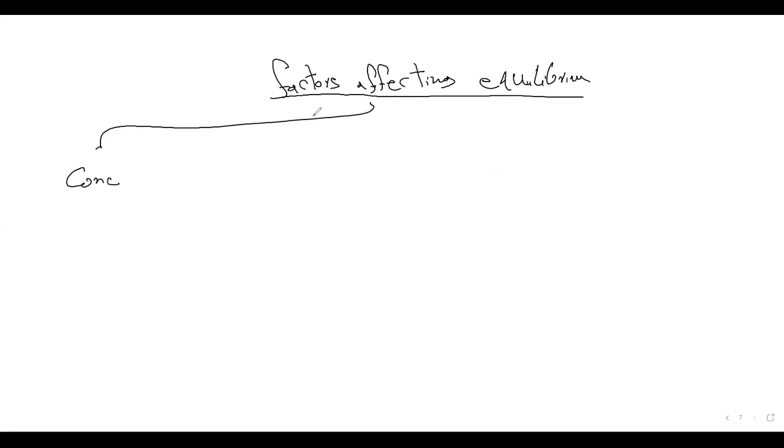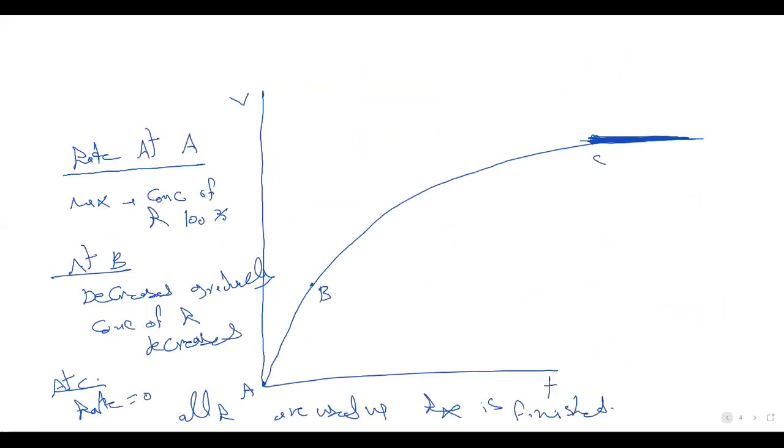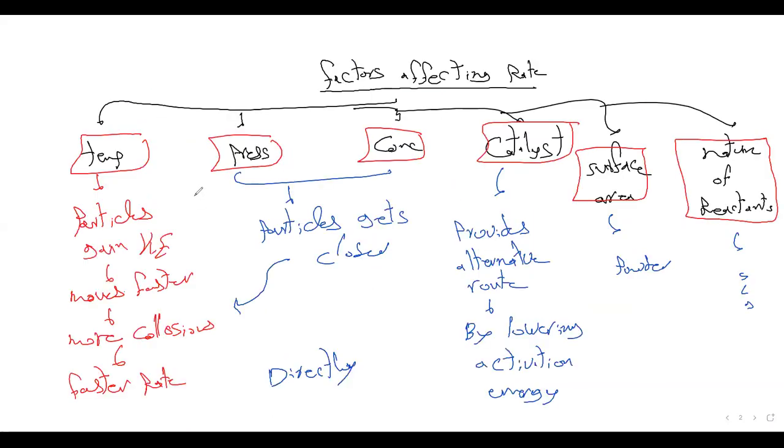Concentration, pressure, and temperature. In case of factors affecting rates, we have temperature, pressure, concentration, catalyst, surface area, and nature of reactants. But in case of factors affecting equilibrium, only temperature, pressure, and concentration.